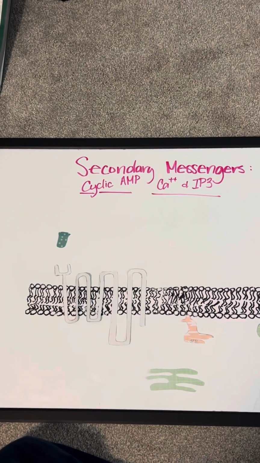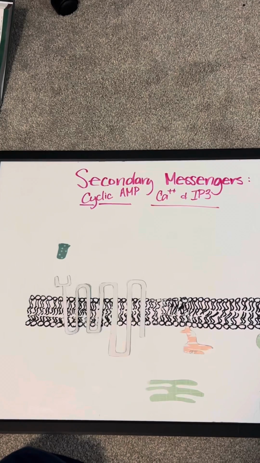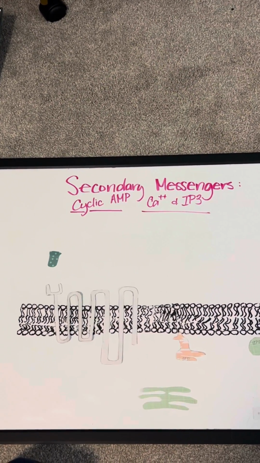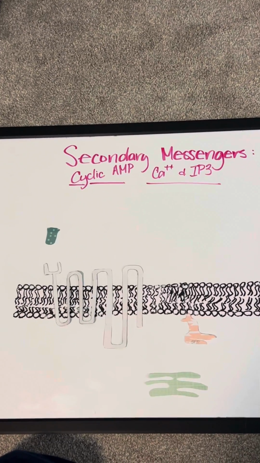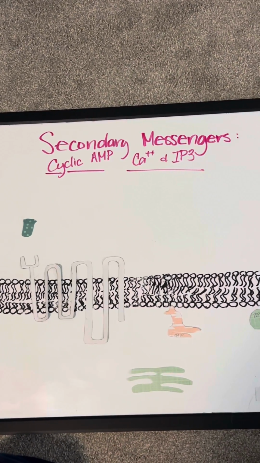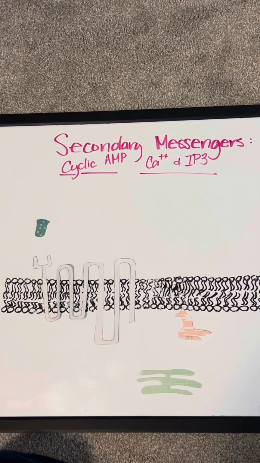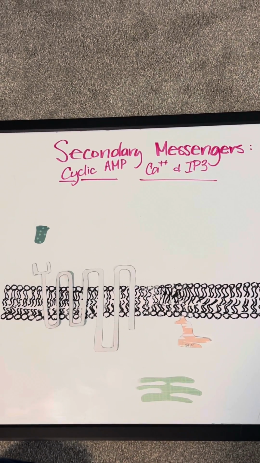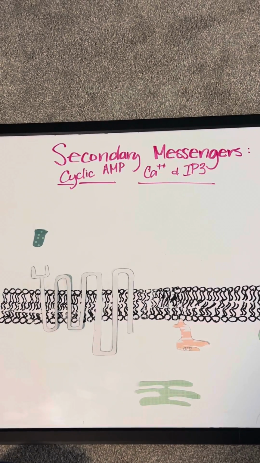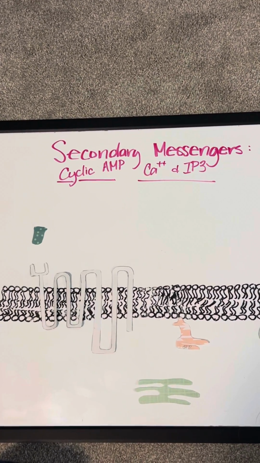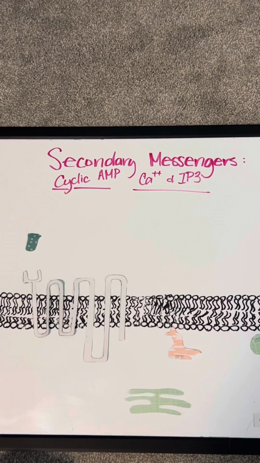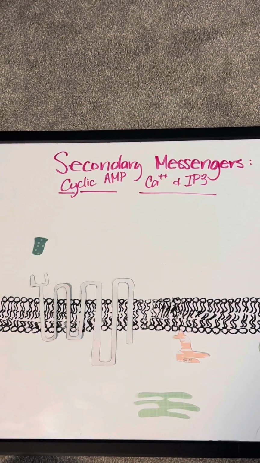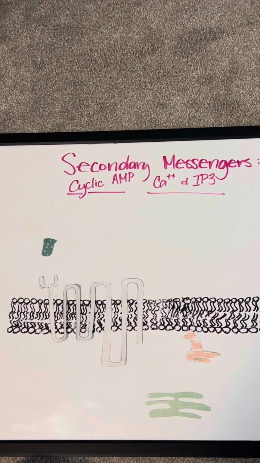Finally, we're going to talk about the secondary messengers, calmodulin and inositol triphosphate. The secondary messengers are important because they help to relay and amplify signals from the cell surface receptors to trigger a cellular response. The calmodulin and inositol triphosphate specifically are involved with initiating and creating muscle contractions.